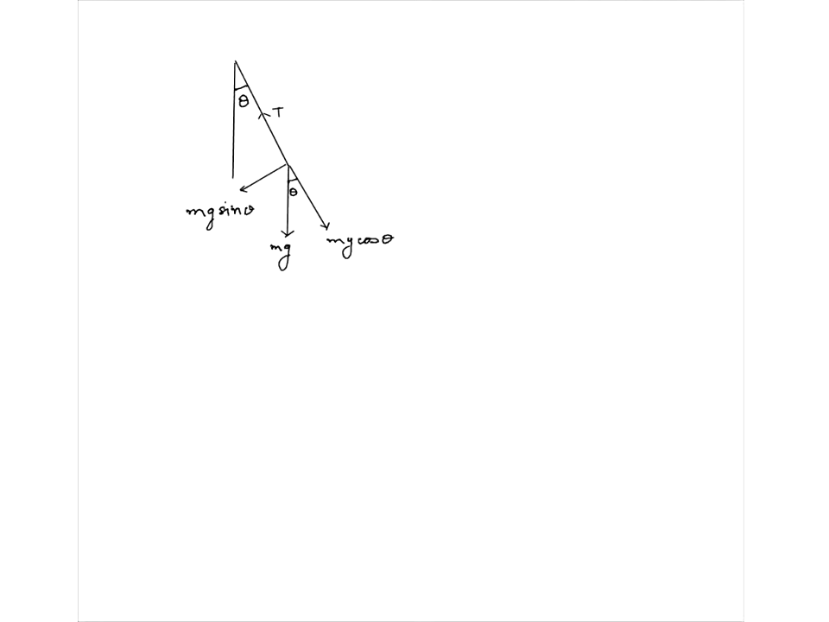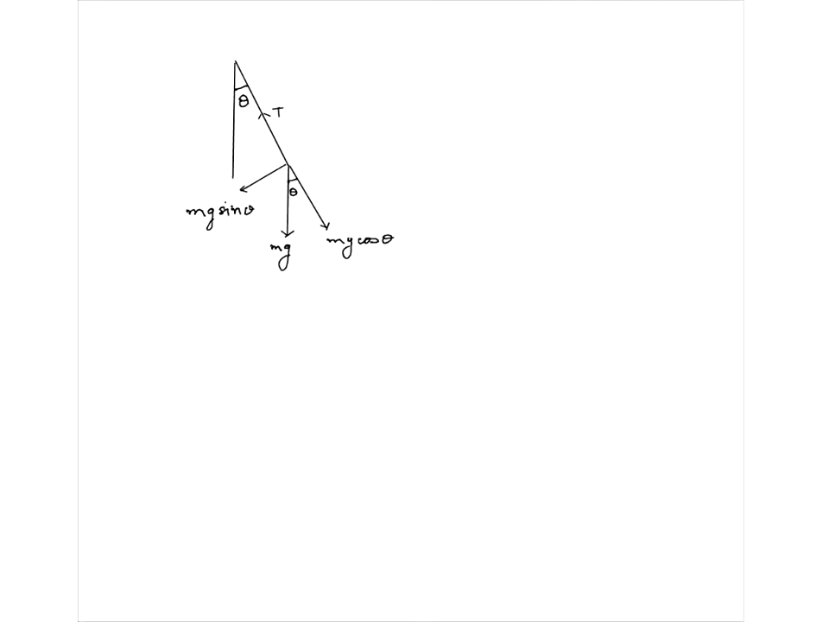But there will be 2 points in its journey where this will be true. Can you tell me which are those 2 points? Where is it correct to say T is equal to mg cos theta?